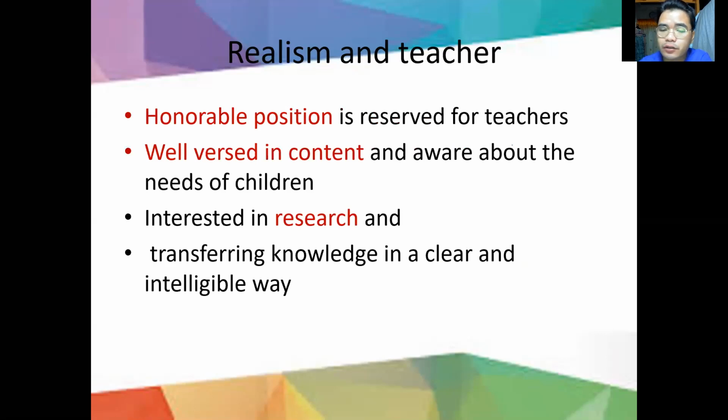Who is a teacher according to the philosophy of realism? Hold an honorable position. Okay, you have an honorable position. You are well versed in the content and aware of the needs of the children, and you are interested in research and transferring knowledge in a clear and intelligible way.